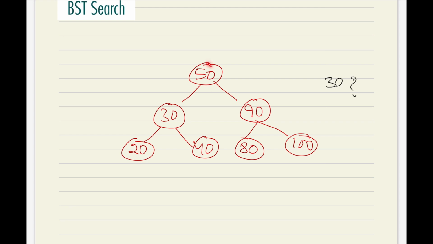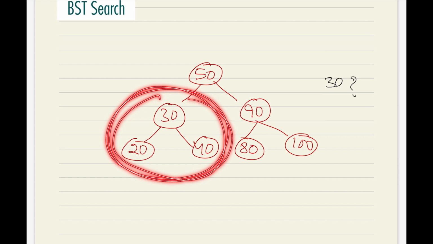So, first come to the root. So, compare 30 with 50. So, 30 is less than 50. That means, if 30 is present in this list, it should be in the left subtree. So, we are going to search for 30 in the left subtree, and we are eliminating the right subtree part because 30 is less than 50. So, now we are going to search in this left subtree.